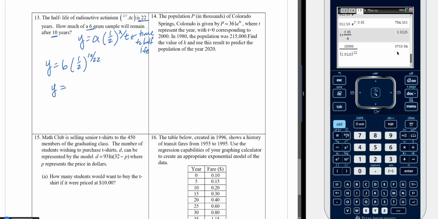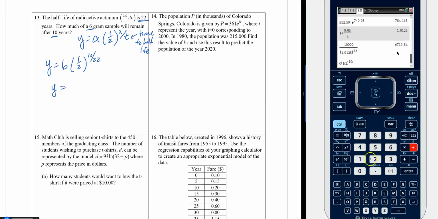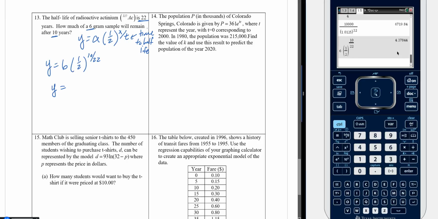So we put that in the calculator, 6 times 1/2 raised to the 10 over 22, and we get 4.38 grams are left. Let's go to the right side, number 14.